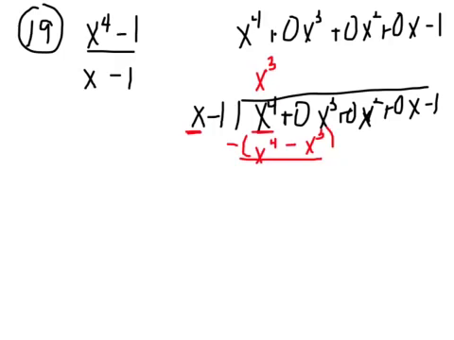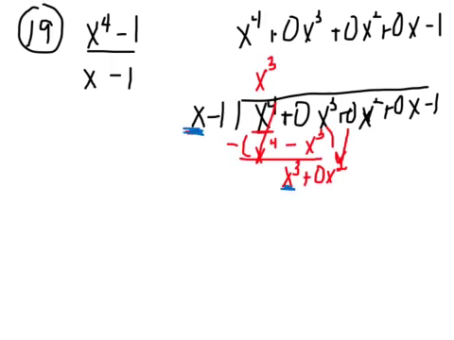X to the fourth minus x to the fourth would cancel out. That would be 0. I'm just going to draw a line through it. 0x cubed minus x cubed would be, remember, a minus and a minus make a plus, don't they? So that'd be a positive x cubed. That's where some of you were struggling in class yesterday. All right, so now I'm going to bring down the x squared term. That's 0x squared.